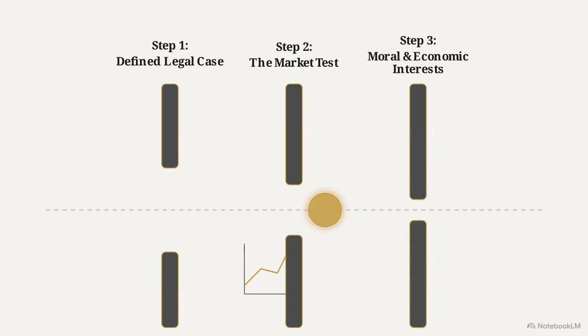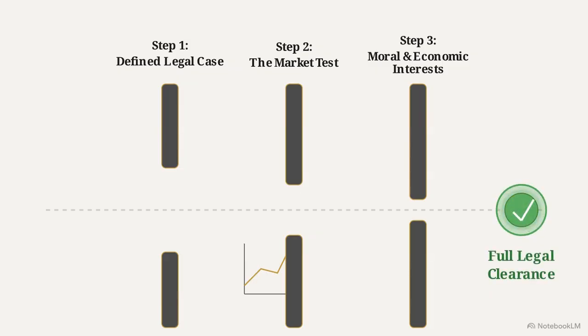If it passes that first grade, it hits Step 2, the market test. Your use cannot harm the normal exploitation of the original work. In short, your copy cannot compete with the creator's ability to sell their own piece. Finally, it reaches the tightest layer. Step 3 dictates that the use must not cause unjustified prejudice to the author's legitimate moral or economic interests. You cannot tarnish their reputation or exploit their labor unfairly.